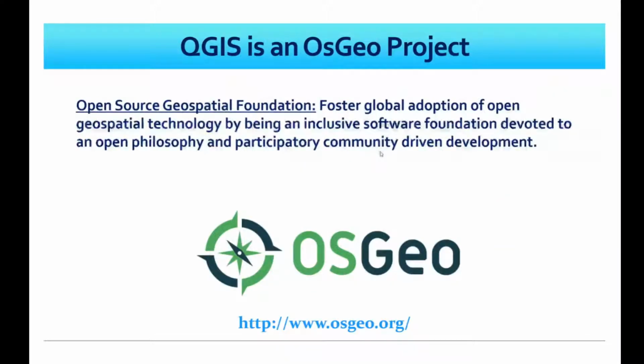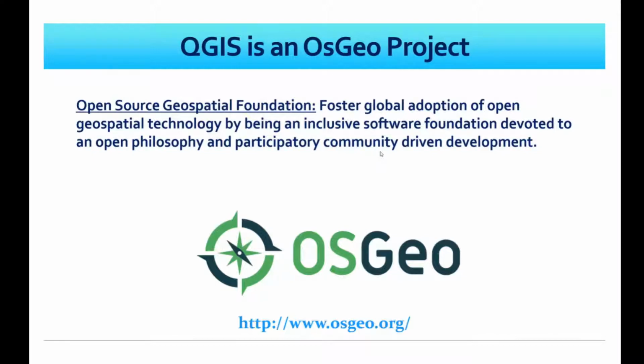So as I mentioned, QGIS is an open source project, and it's an open source project under this organization called OSGeo, the Open Source Geospatial Foundation. This is a nonprofit organization that has a mission to foster global adoption of open geospatial technology by being an inclusive software foundation devoted to an open philosophy and participatory community-driven development. So OSGeo is a small nonprofit with just a volunteer steering committee, and their goal is to bring in lots of different open source mapping softwares to make them all work well together.